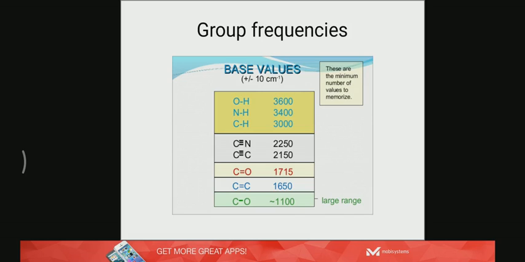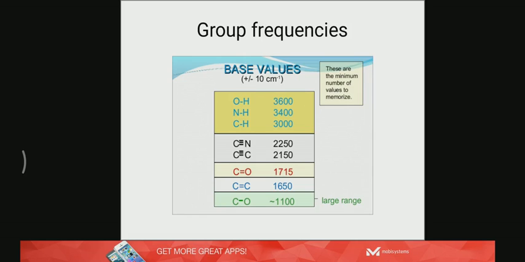Some important base values are, as given in the table, you can see OH and NH have got the highest value of around 3500 or 3400 centimeter inverse. Remember, IR frequency is expressed in wave number. Then CH bond stretching frequency is around 3000.